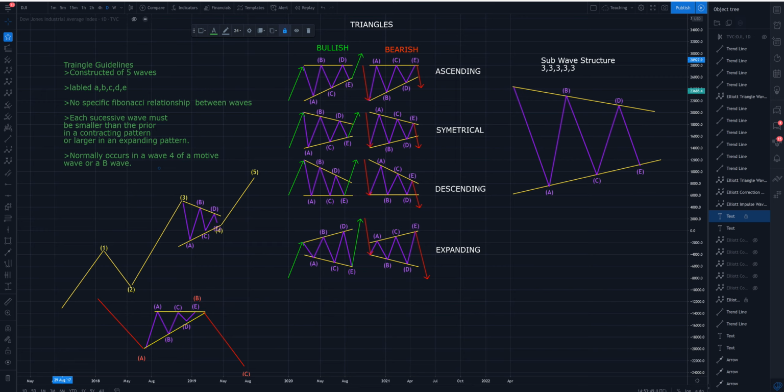Elliott wave theory. In this episode we're going to be looking at triangle patterns. This is a slight change of plans from what I originally planned for episode 4, where we were going to look at double and triple zigzags known as WXY and WXYZ.